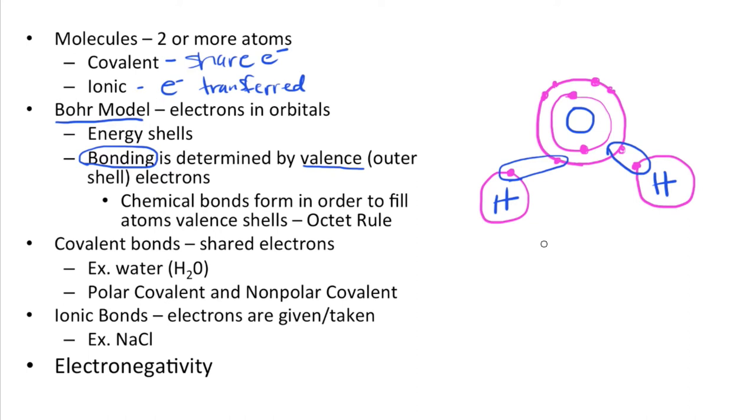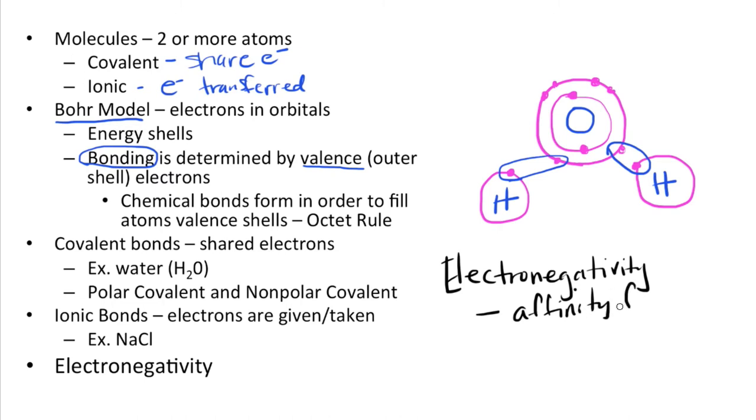Now let's talk a minute about what I mean by polar covalent and nonpolar covalent. Every atom has a certain affinity for electrons. And by affinity, I mean how closely they hold those electrons. There's a term that describes this, and it's called electronegativity. Okay, so this is an atom's affinity or pull for the electrons. The more electronegative an atom is, the more tightly they're going to hold on to the electrons. The less electronegative, the more likely they are to give up electrons.